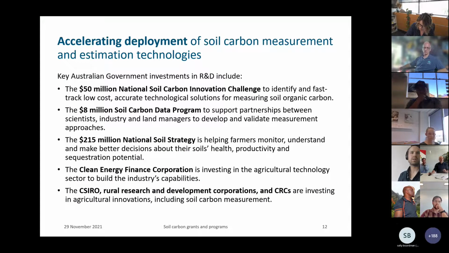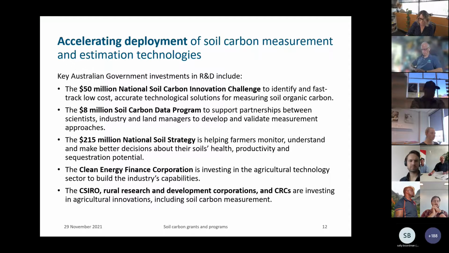Thanks. So this gets us more to where we're talking about today, what the government's doing on accelerating deployment of soil carbon measurement technologies. The government's $50 million soil carbon innovation challenge, which my colleague Ingrid will speak to you about soon. We also have an $8 million soil carbon data program that we're getting underway. And then more broadly, the government's $215 million national soil strategy. And of course, the Clean Energy Finance Corporation's also investing in the agricultural technology sector.